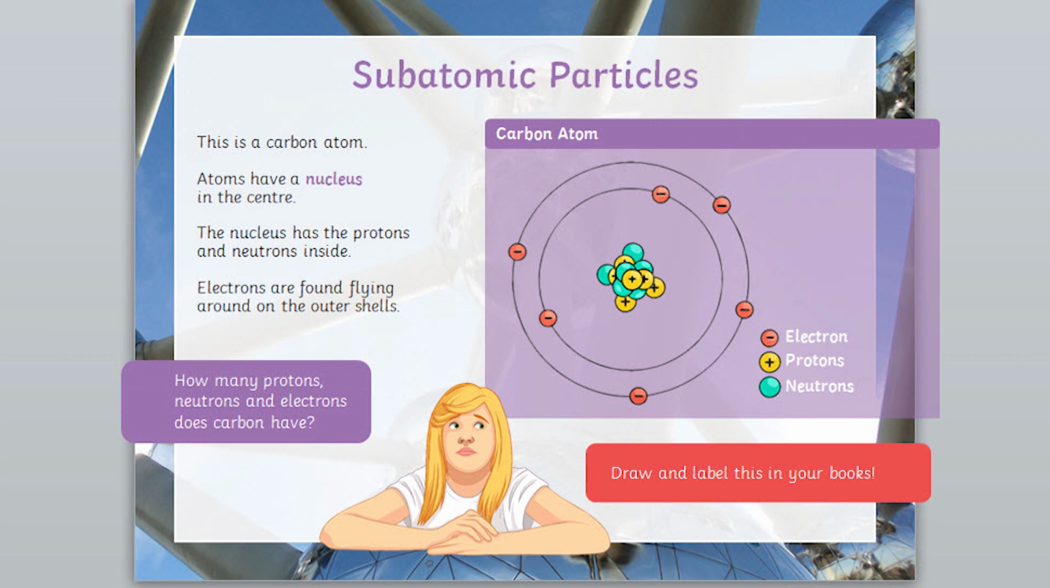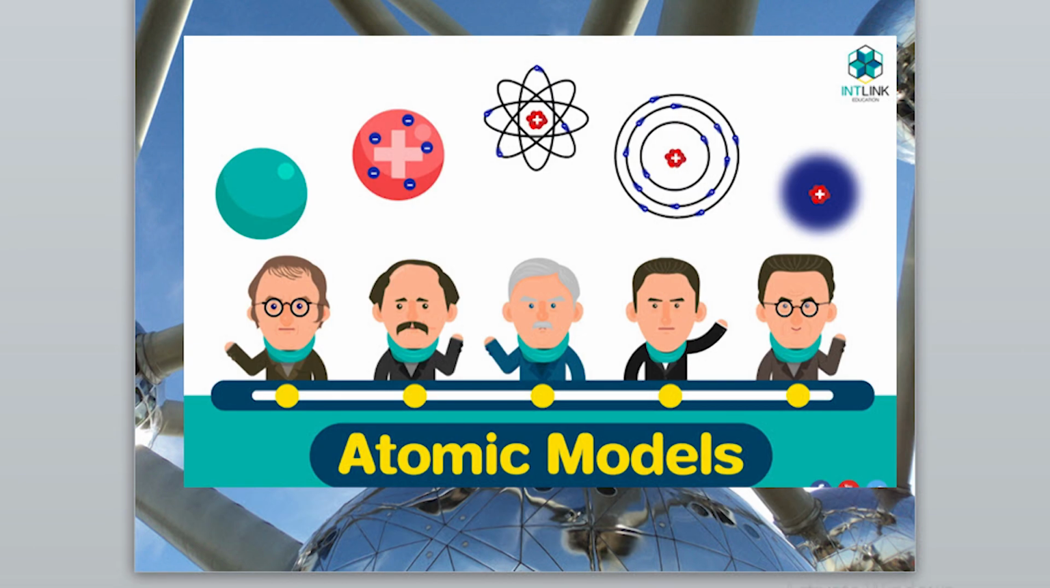How many protons and electrons do we have in this atom? There are 6 protons and 6 electrons. Do you think that scientists newly discovered atoms? No, atoms were discovered a long time ago. Let's explore the history of the atom through this timeline.